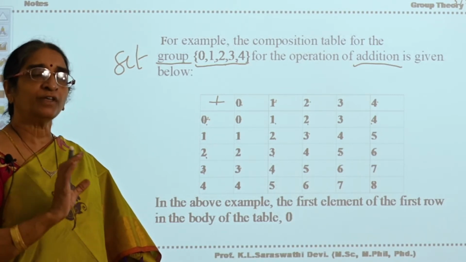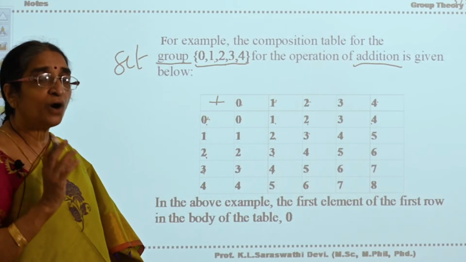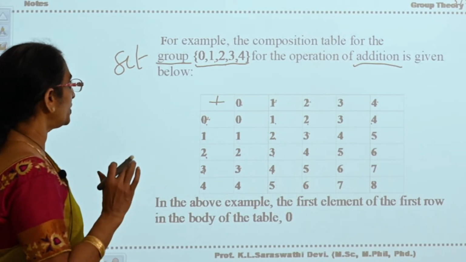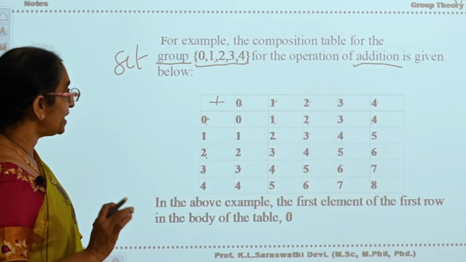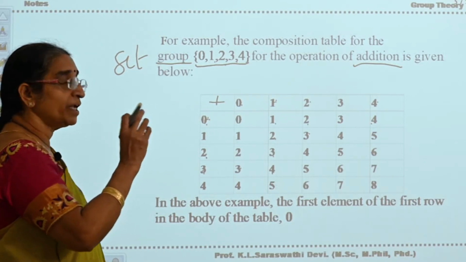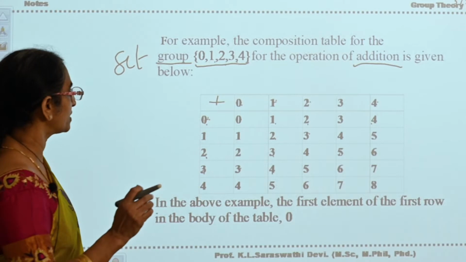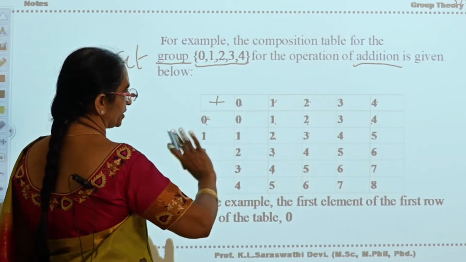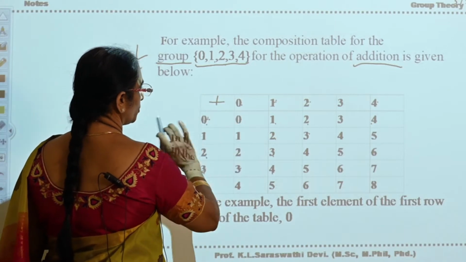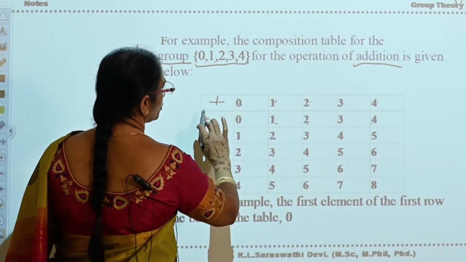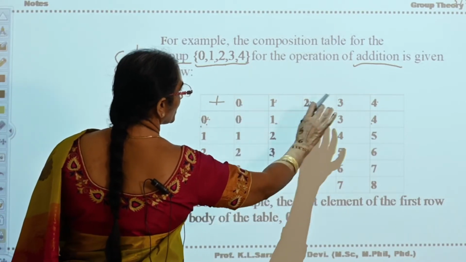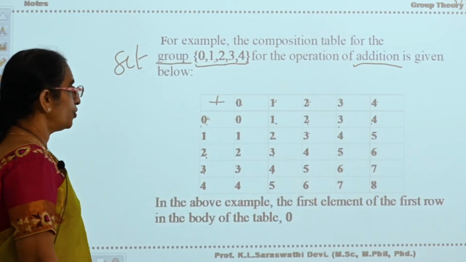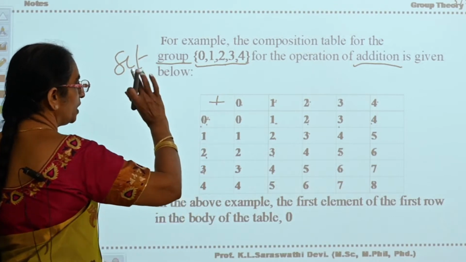Okay. Now, if you observe how you are filling the entries of the body, you are filling the entries of the body by adding the corresponding row and column elements, because it is addition. If it is multiplication, you will multiply and write. Now 0 plus 0, 0. 0 plus 1, 1. 0 plus 2, 2. 0 plus 3, 3. This row is called the head row and this column is called the head column.